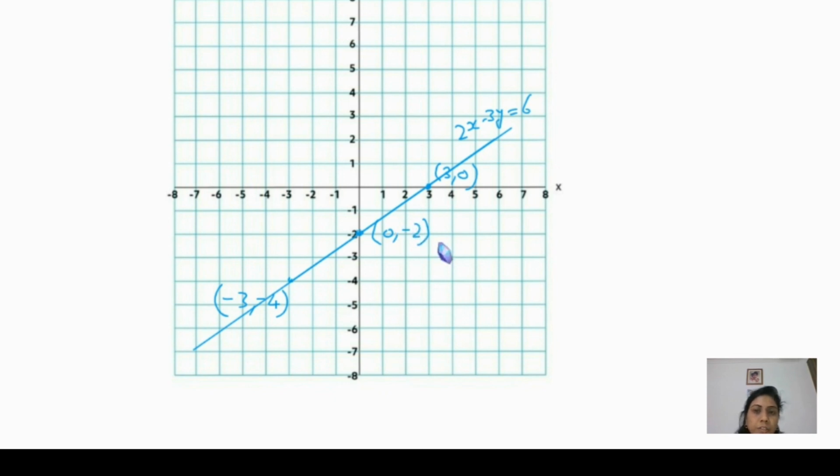Okay, very simple questions. Just find points: put x values and get y values. At least you can choose 3 points and draw a line. So very easy. If you have any doubt, please ask me.